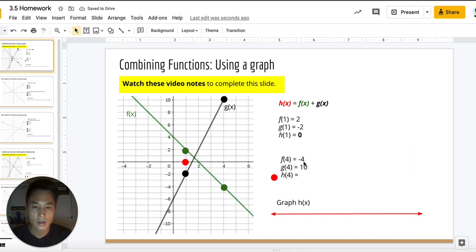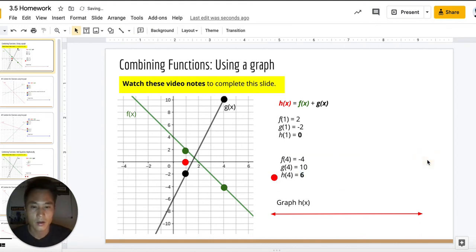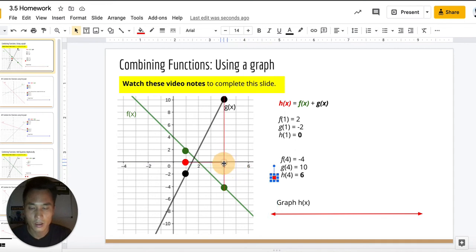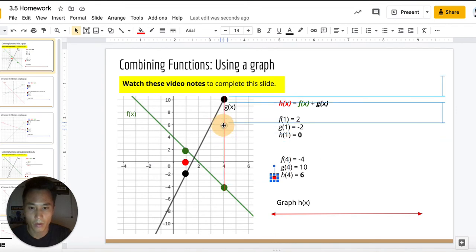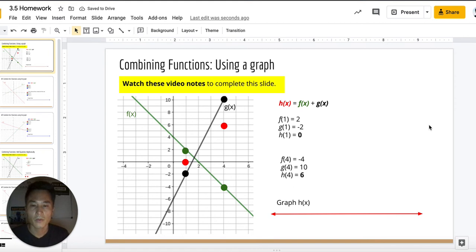H of x is what we get when we add the two functions together. So let's just add these two outputs. Negative 4 plus 10. That's the same thing as 10 minus 4. So h of 4 would be 6. So I know that in my combined function, when x is 4, the function will have a y value of 6. So I'm going to move this to the point 4 comma 6. And now I have 2 points that are part of my h of x function.